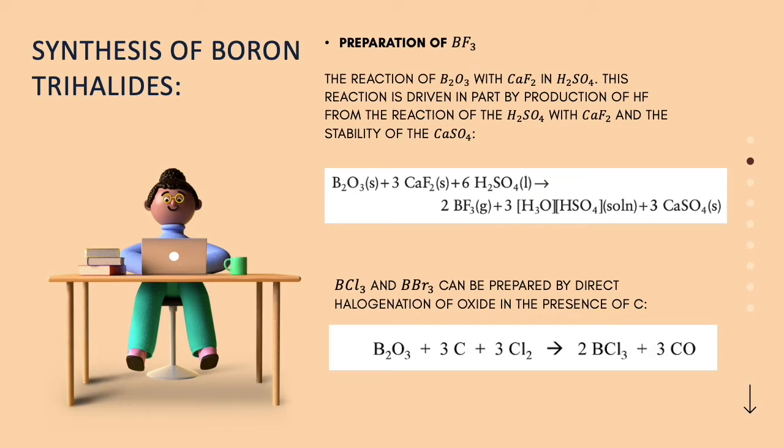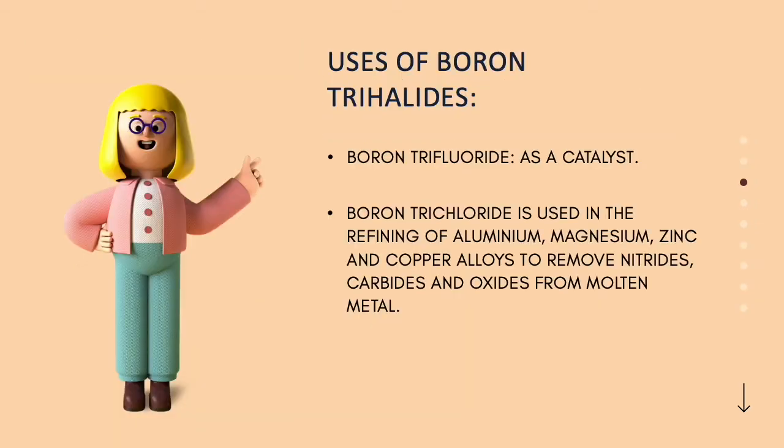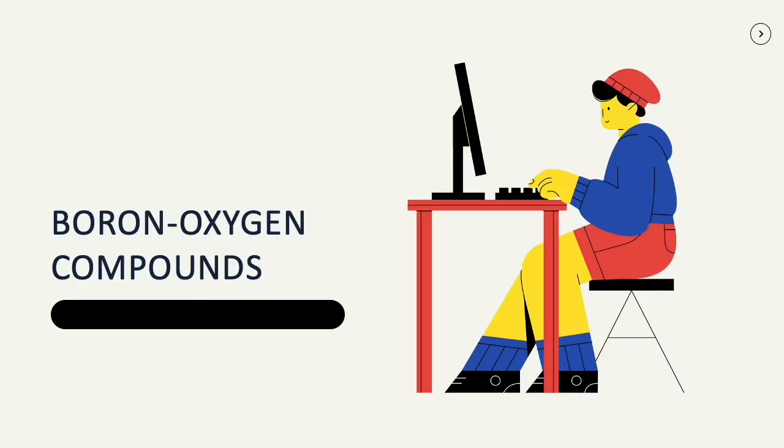Next, BCl3 and BBr3 can be prepared by direct halogenation of the oxide in the presence of C. These are the uses of boron trihalides. Boron trifluoride acts as a catalyst in the petrochemical industry. Next, boron trichloride is used in the refining of aluminium, magnesium, zinc and copper alloys to remove nitrides, carbides and oxides from molten metal.